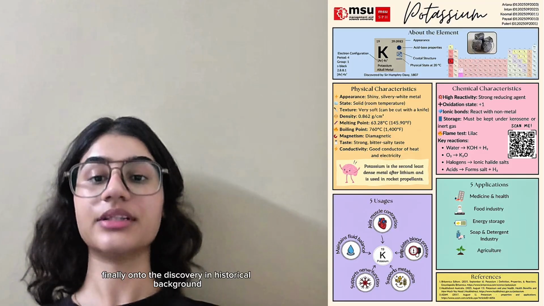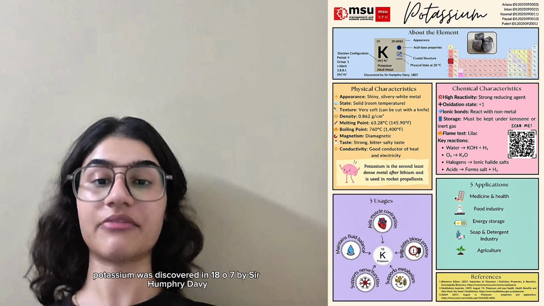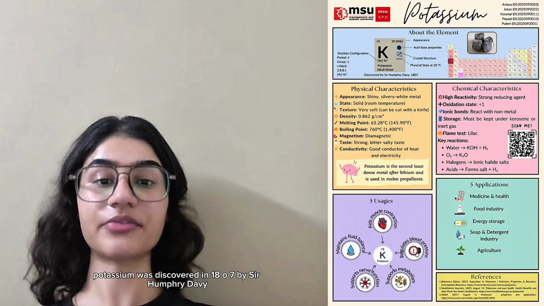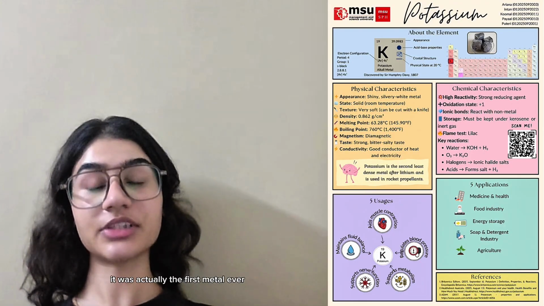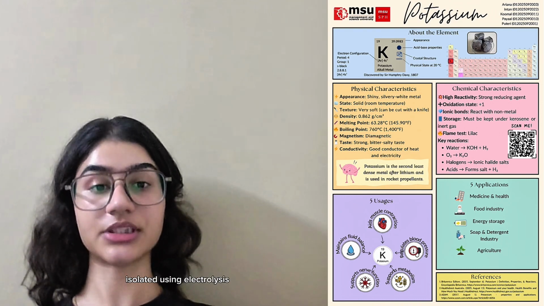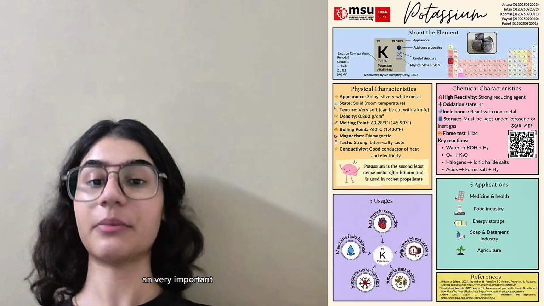Finally, onto the discovery and historical background. Potassium was discovered in 1807 by Sir Humphry Davy, a famous English chemist. It was actually the first metal ever isolated using electrolysis, which makes this discovery a very important breakthrough in the history of chemistry.